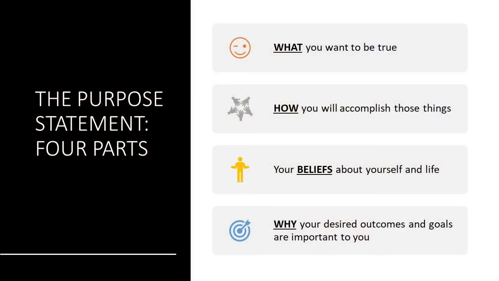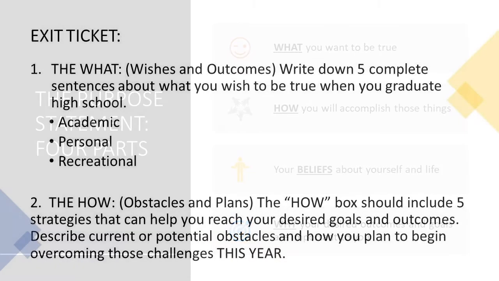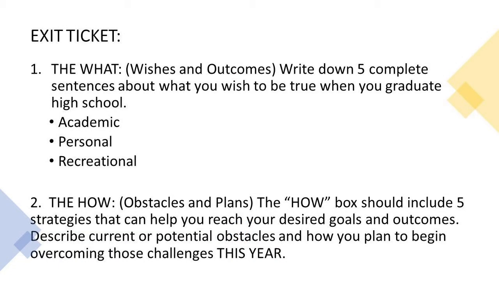And so let's look at our exit ticket for today. Again, like I mentioned in the beginning, the personal purpose statement does have 4 parts: what, how, beliefs, and why. But we're just focusing for our exit ticket on the what and the how. We'll talk about beliefs and why at another time, but today we're focusing on the what and the how. Okay, so here's your exit ticket. Question number 1 is the what. Question number 2 is the how.